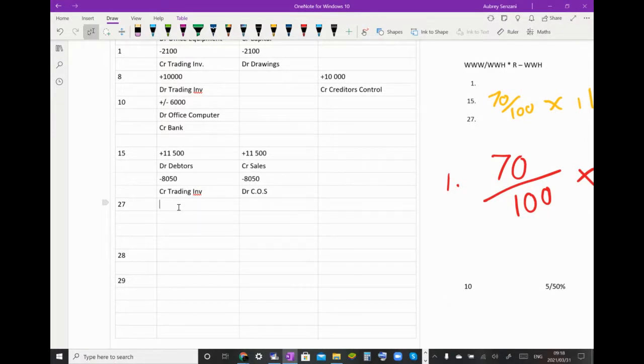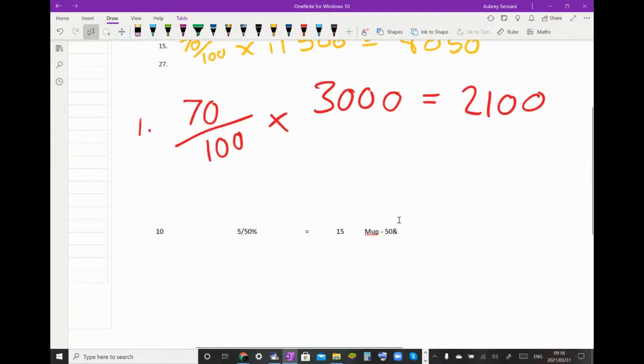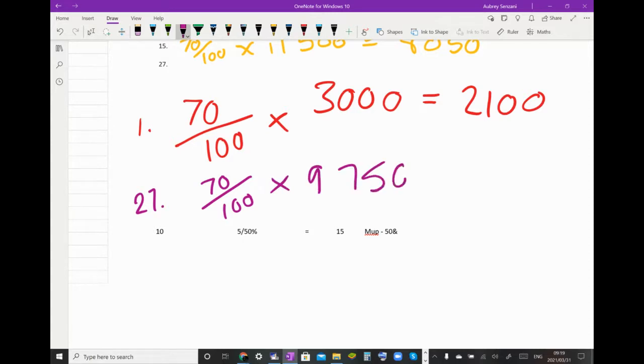Cash sales of trading inventory, selling price 9,750. All right, selling price. Okay, so again, this happened on the 27th. Use a different color. Okay, nothing has changed. We want the cost. What we have is the selling price, which is 100, and that was for 9,750.